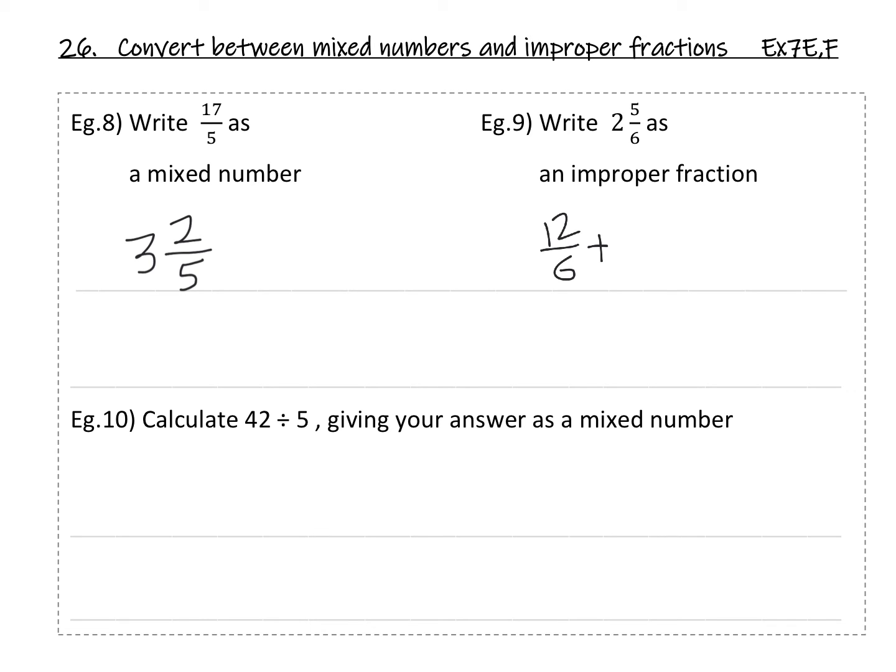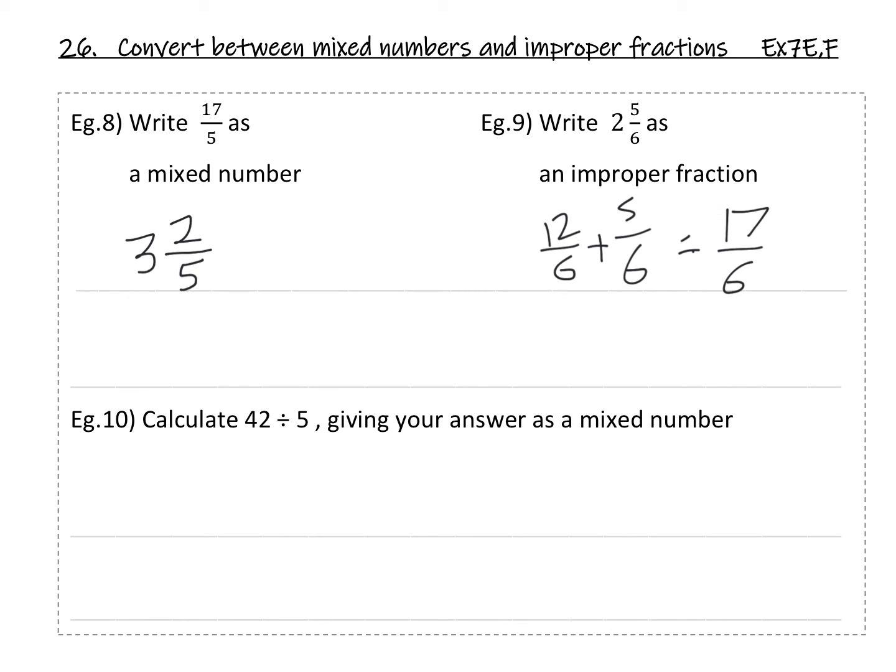And then you also have the 5 sixths that's there already. Okay, and that gives you 17 sixths. Now, when you're doing that question, you won't write this out, but it's just how you think about it. The 2 is 6 times 2 is 12, plus the 5 gives 17, so 17 sixths.